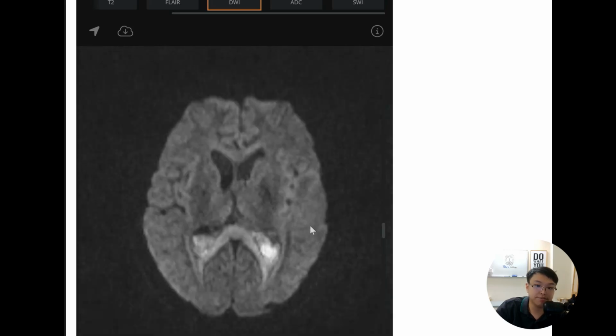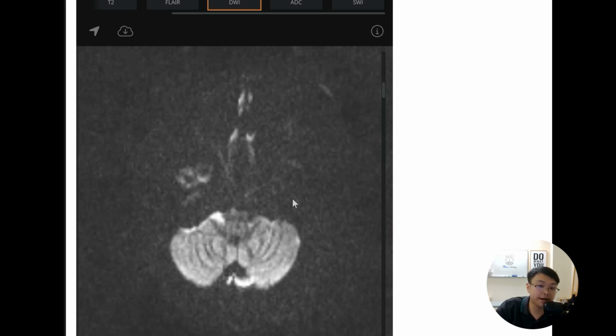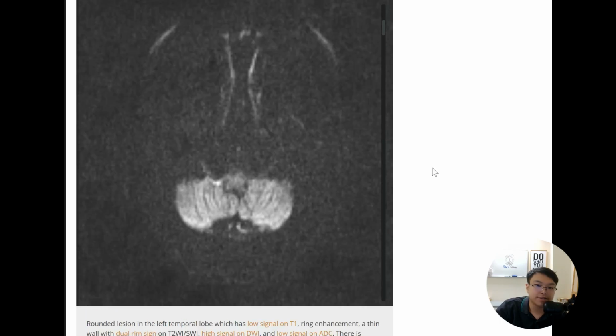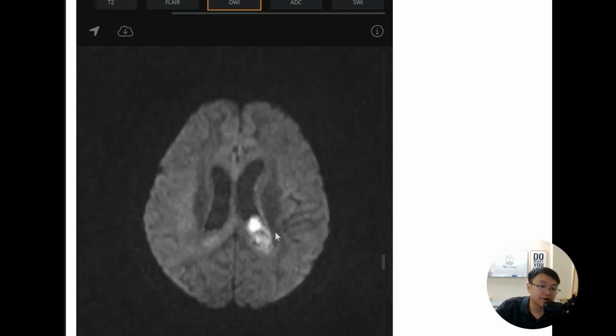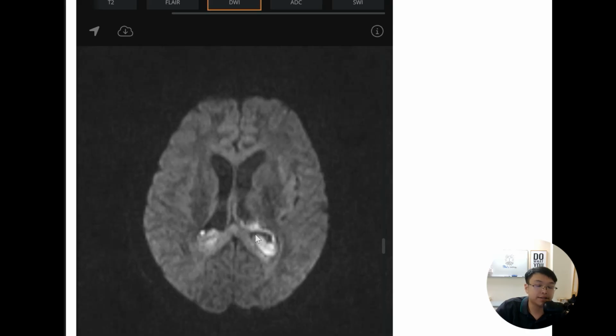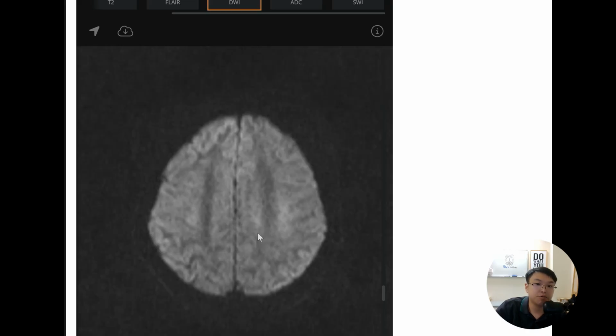For example, for temporal lobe, are they coming from the infection of the adjacent mastoiditis, okay? And the second question is, is there any rupture, okay, into the ventricular system? Because it is the single most poor prognostic factor regarding brain abscesses, okay. So this is another question that you need to bear in mind.